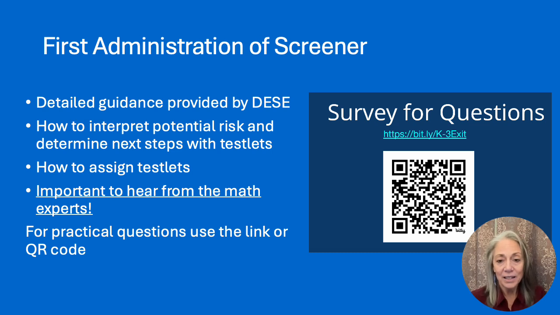The detailed guidance that's provided by DESE is really important. It gives you more information about the design of the testlets that are available to you in math. How to interpret potential risk and determine the next steps with testlets, that's in that detailed guidance. How to assign those testlets, how to work them into the schedule. There's just some really good information. It's intended to be flexible. It's not intended to take the place of core instruction.